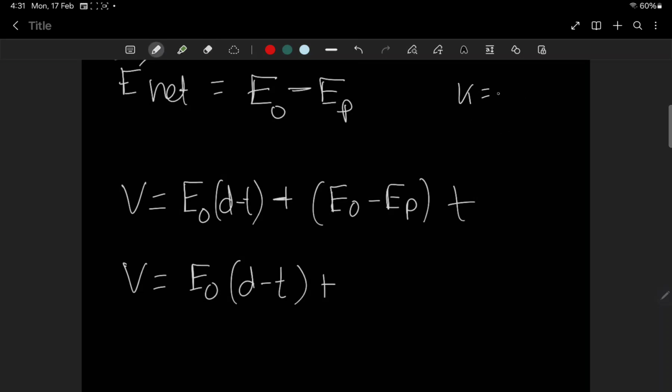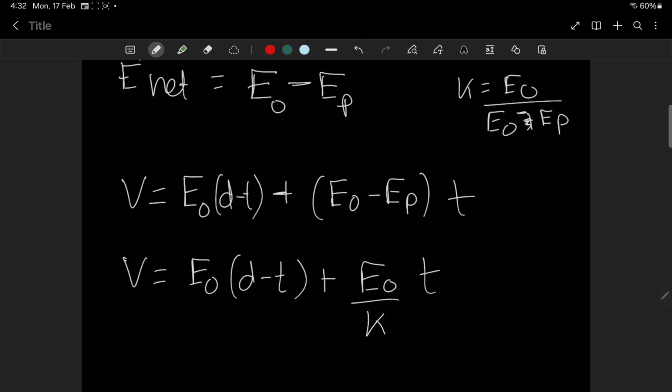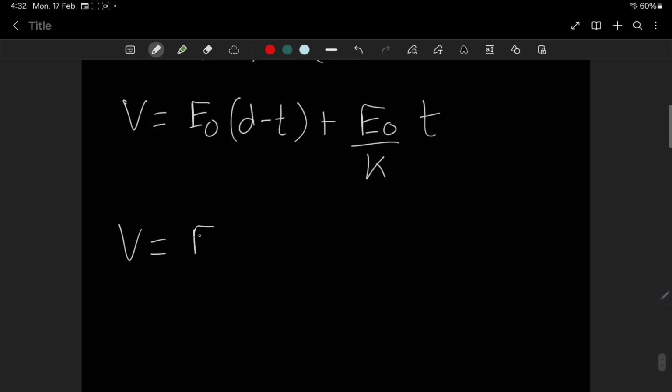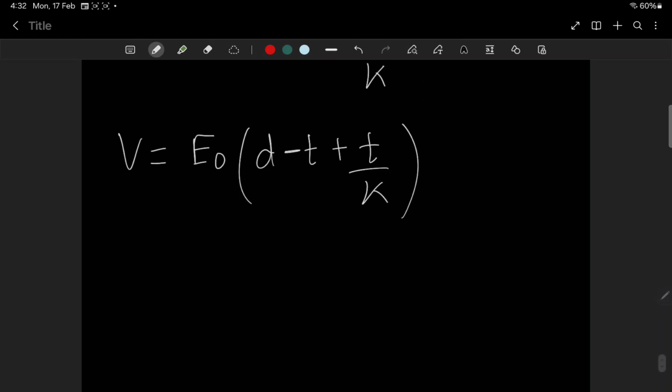K is equal to E naught by E naught minus P. I wrote it before, I taught it before, right? So hence E naught minus EP can be written as E naught by K. So on both sides we got K. So it's very important to know it. That is E naught into D minus T plus T by K. This is the new voltage.